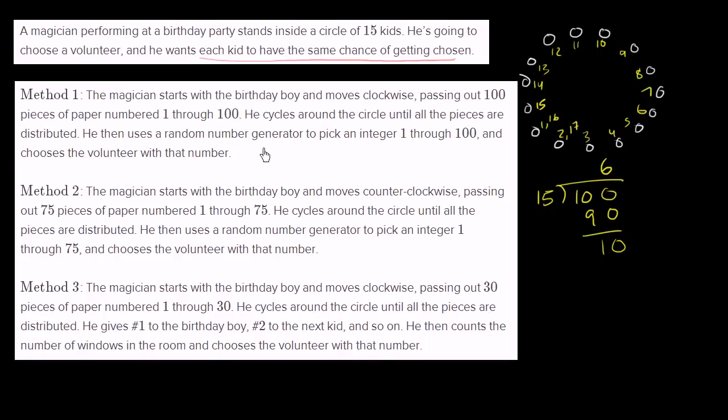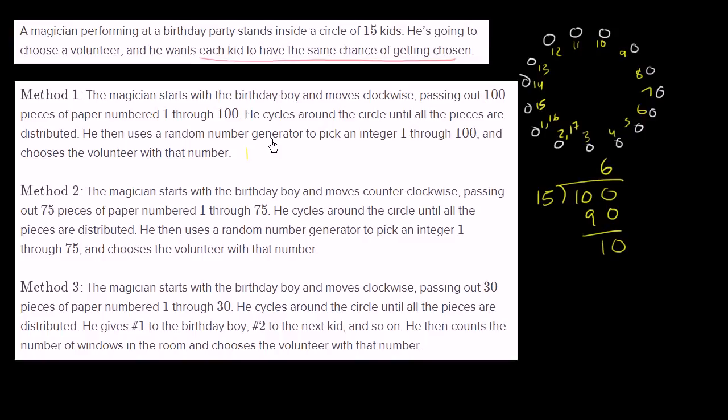So even though he's randomly picking an integer between 1 and 100, some of the students are going to have a higher chance than the other ones. The 10 that have 7 pieces of paper are going to have a higher chance than the other 5 who only have 6 pieces of paper. And so I would say method one is not fair.